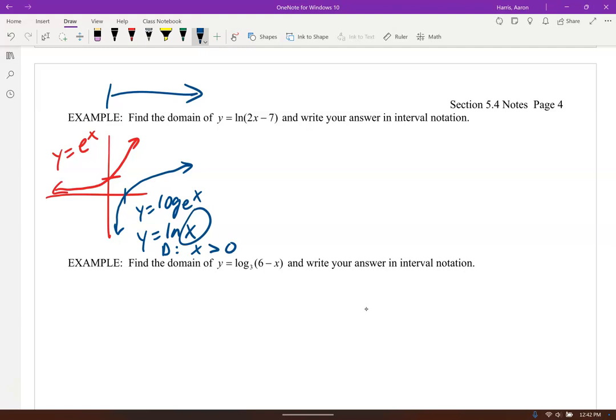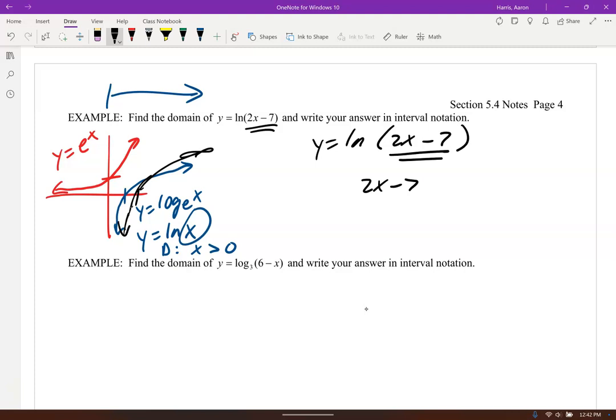So when you're finding the domain of the natural log of 2x minus 7, which kind of stretches it out and moves it right a little bit, it's kind of more like this type of deal. When you're finding the domain of that, you take that 2x minus 7, and you say, well, that's got to be positive, because I know the natural log of x has got to be positive. And then you solve it. You add 7 to both sides. x is greater than 7/2, right?